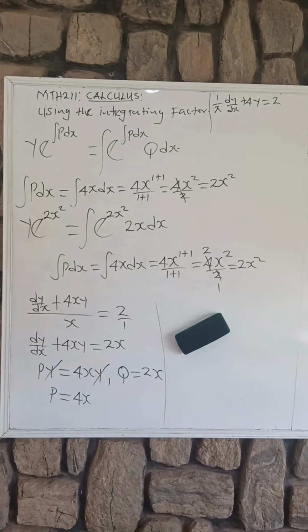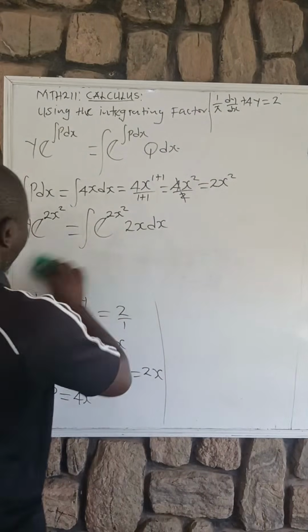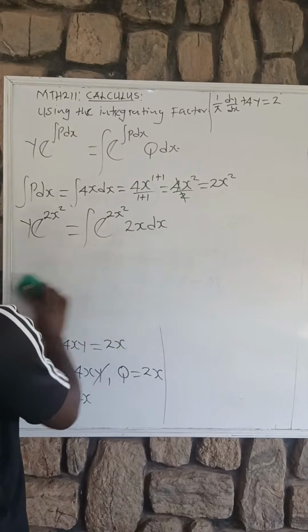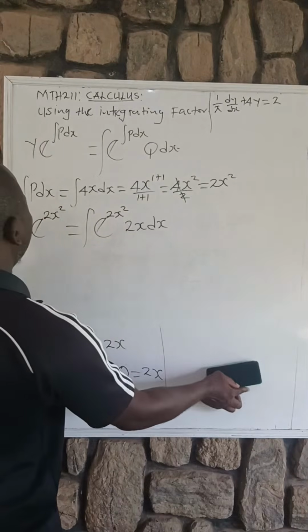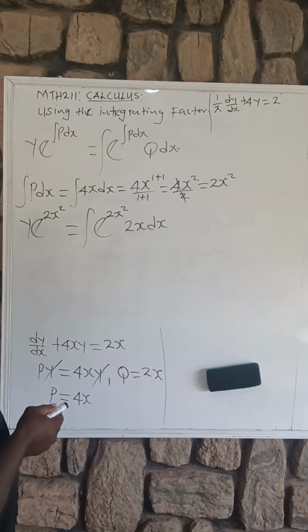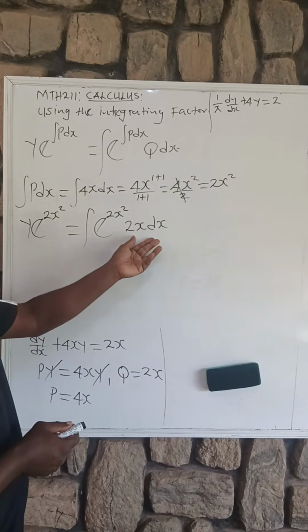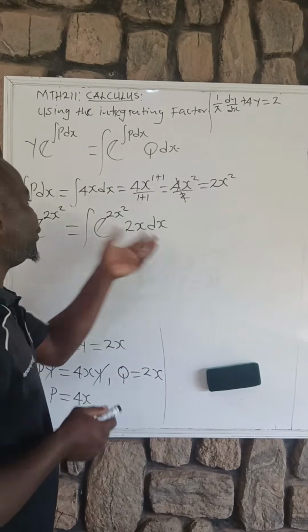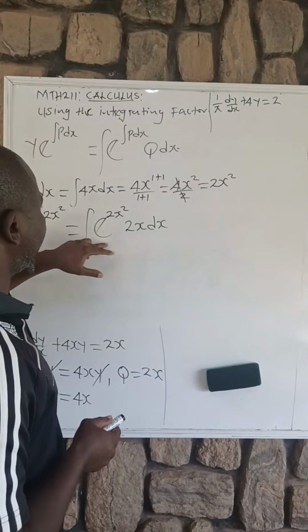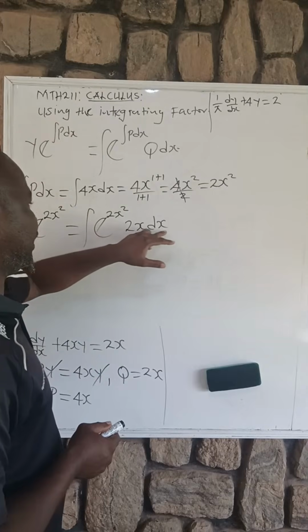So we can proceed, right? Okay, so let's proceed. Now, at this point, we are asked to find y, and y will give us the general solution. Okay? So let's first consider the right hand side. As you can see, this right hand side, we have exponential 2x squared times 2x dx.